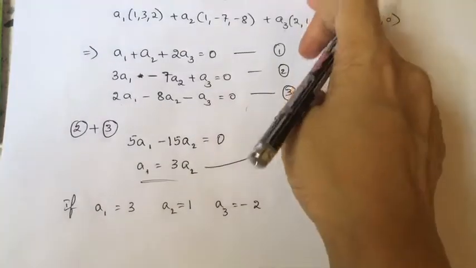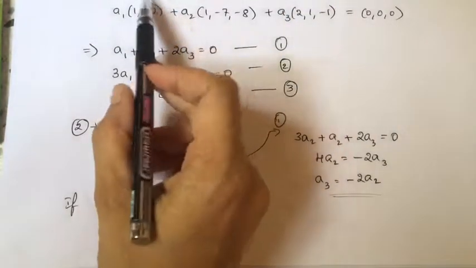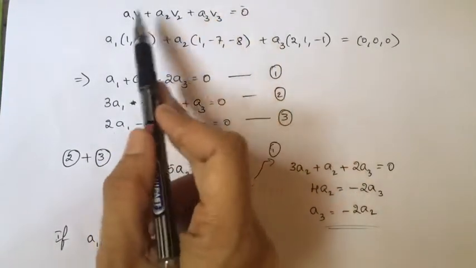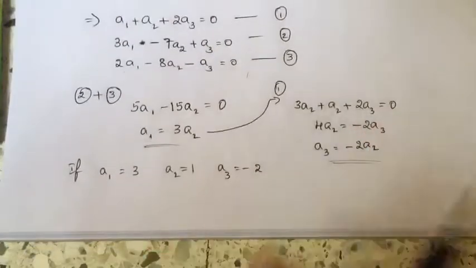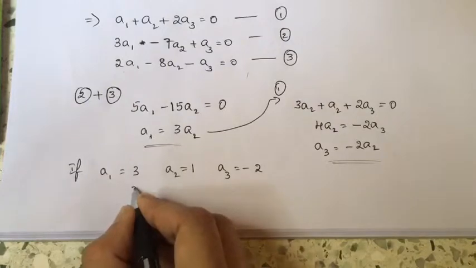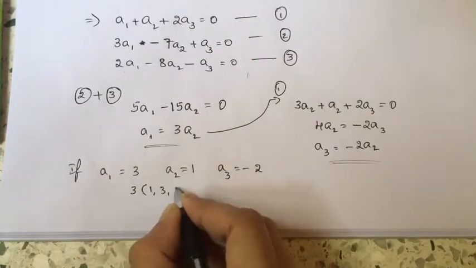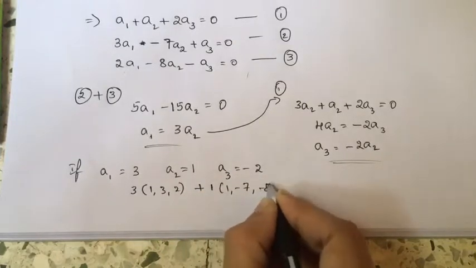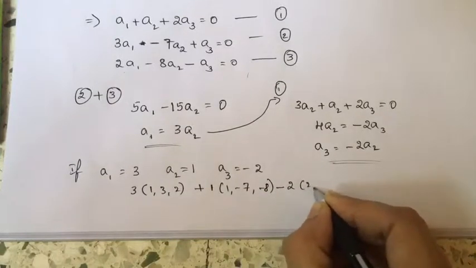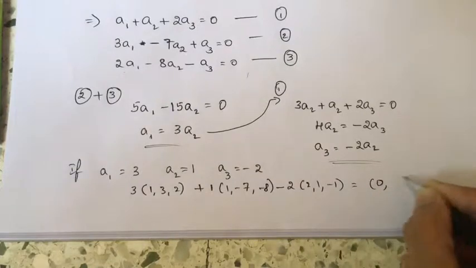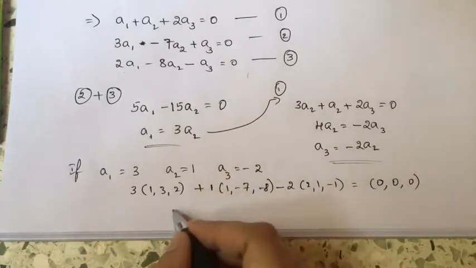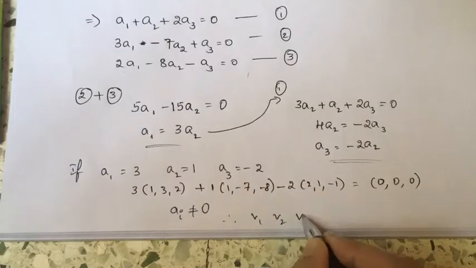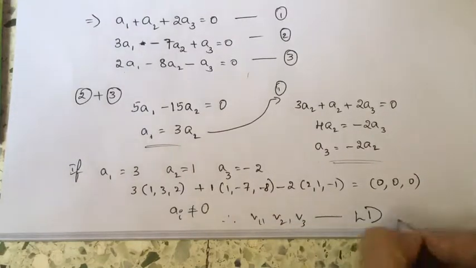Therefore, I can say these vectors are linearly dependent, in the sense they give you a1 v1 plus a2 v2 plus a3 v3 equal to the zero vector, but these ai's are not equal to 0. Here a1 is 3, so I have taken 3 times the first vector, and a2 is 1 times minus 7 minus 8, and a3 is minus 2 times 1 minus 1. This is giving me the 0 vector, but the ai's are not equal to 0. Therefore, I can say v1, v2, v3 are linearly dependent.